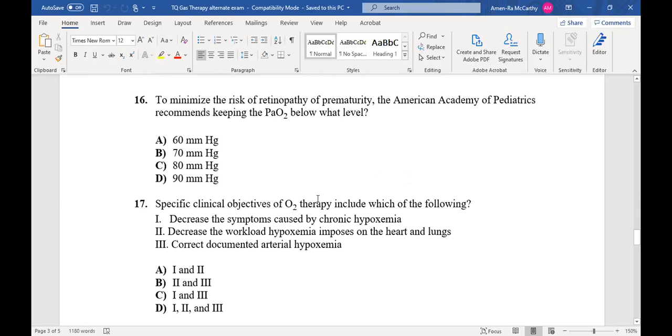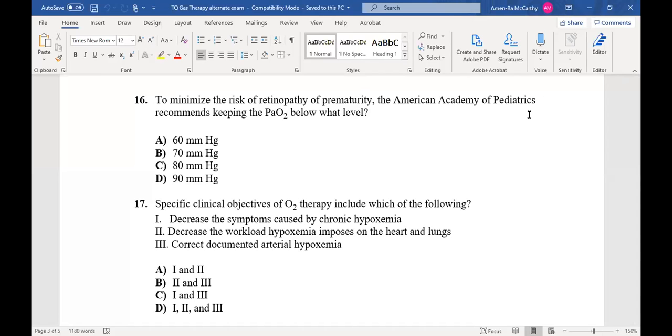Joshua Clay 16 and Miss Scott 17. But everybody work them. See what you get. A and C. Okay. It is C, 80 millimeters of mercury. 16 is C, 80 millimeters of mercury. Got to keep the baby's PaO2 at 80 or lower.